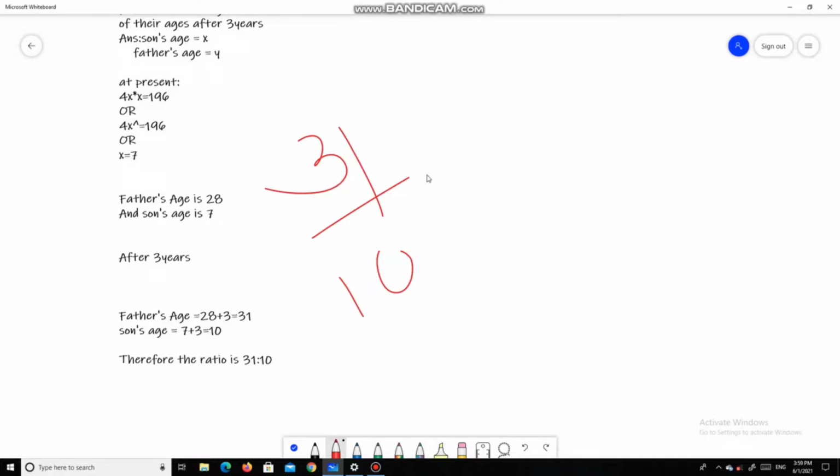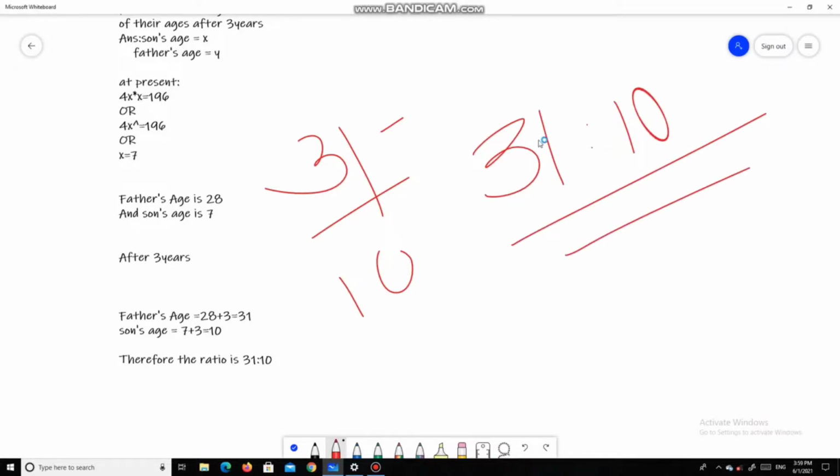Now, as you know, 31 is a prime number, so it cannot be divided by any number, so the ratio will remain the same after 3 years, that is 31 is to 10. Okay, this is the first question.